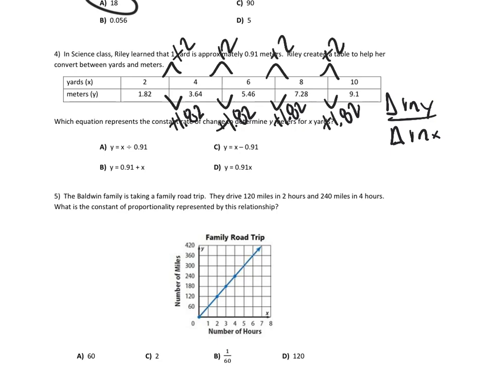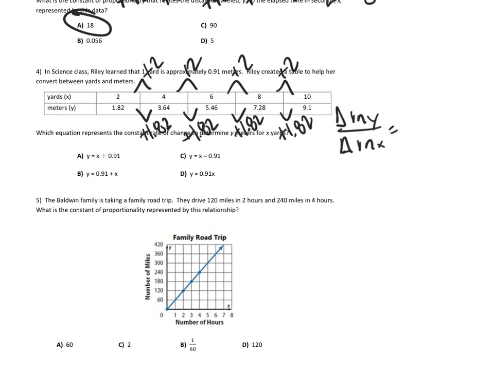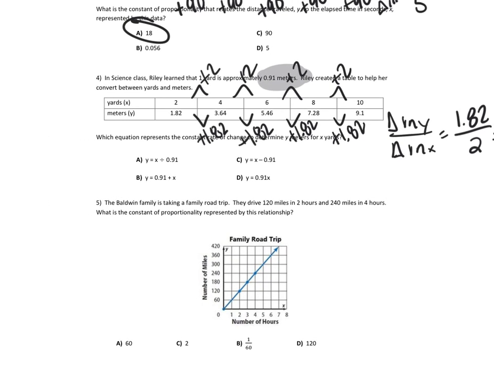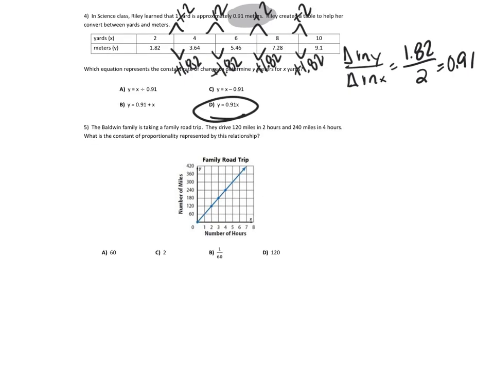And really, it gives it the wording too in the problem. But I'm showing you how to find it if you don't have the wording. It's going to give you 0.91. And if you look right here, that's what it gave you in the problem. So it's 0.91x, because that's going to be your M. So it's letter choice D. Number 5.